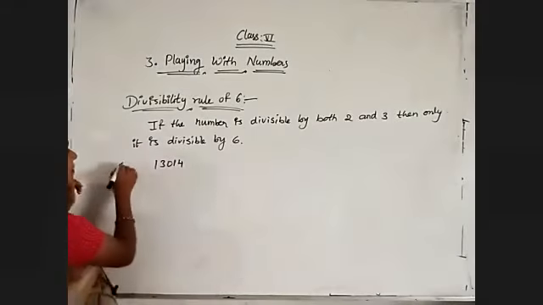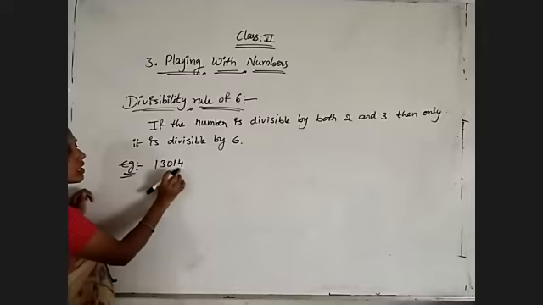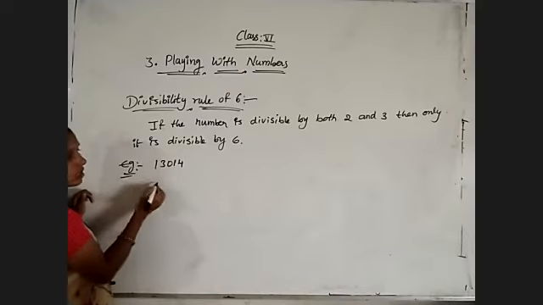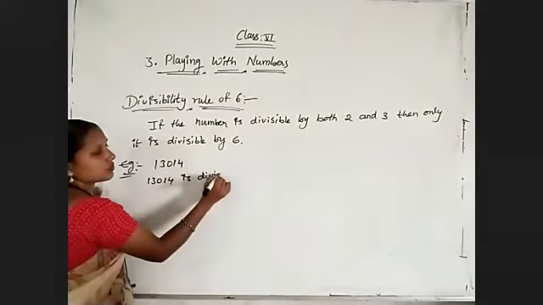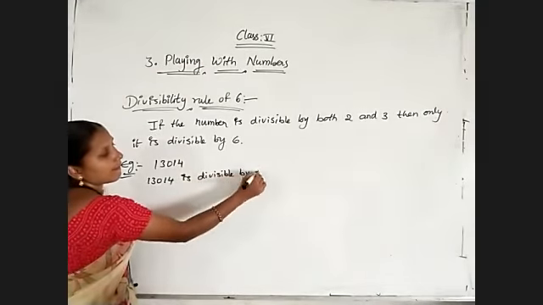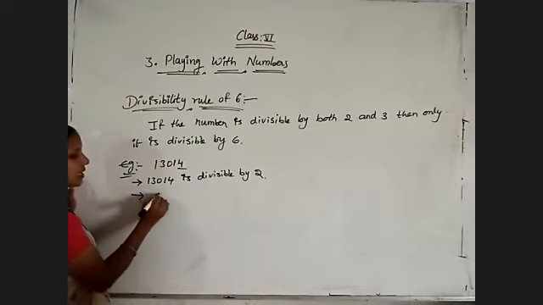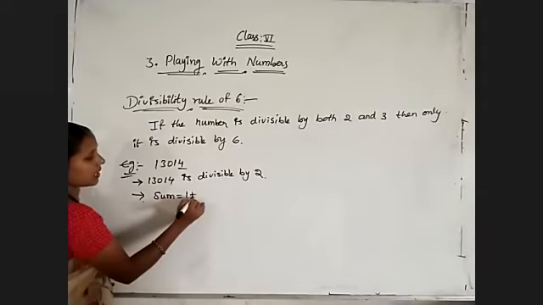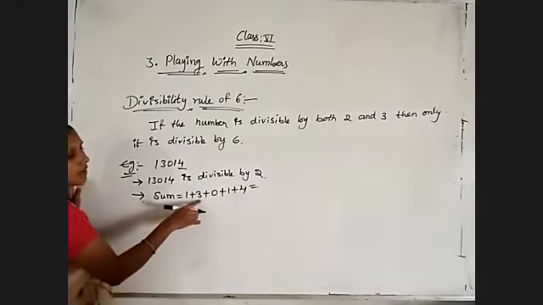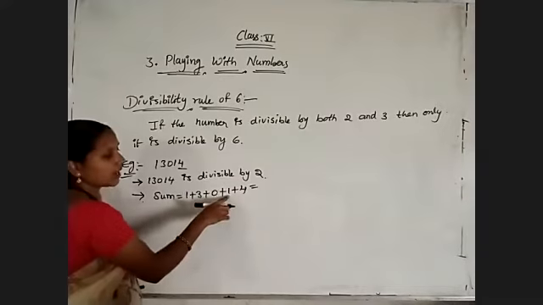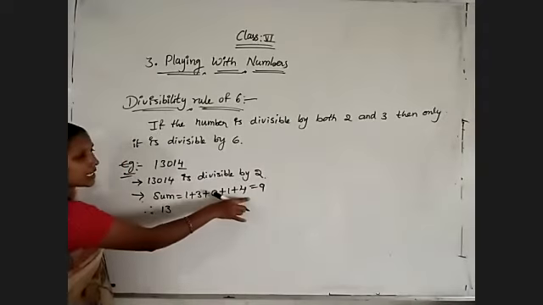Okay, like this I have a number. Whether it is divisible by 6 or not, I want to check. Because unit place 4 is there, 103014 is divisible by 2, because here we have 4. And second point, the sum of the given digits is 1 plus 3 plus 0 plus 1 plus 4. 1 plus 3, 4. 4 plus 1, 5. 5 plus 4, 9. Okay. Therefore, 9 is a multiple of 3.